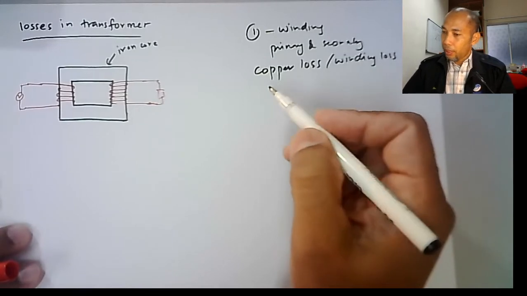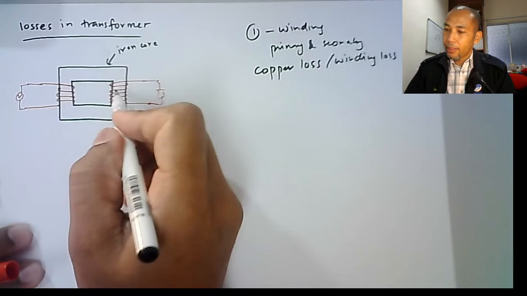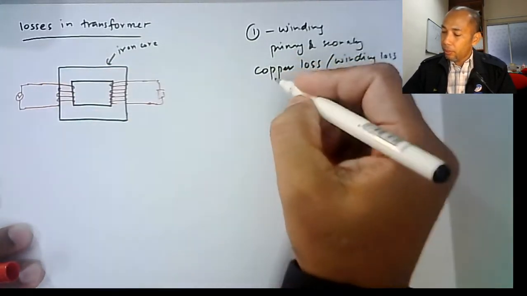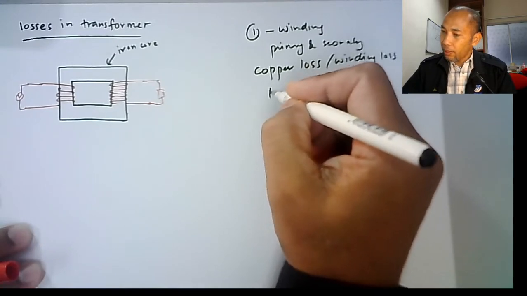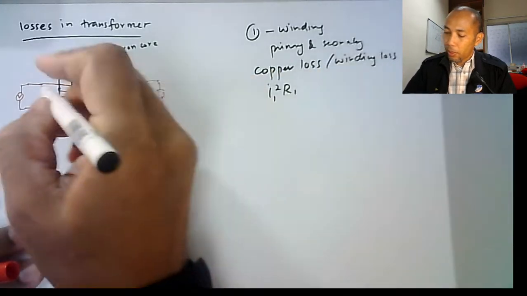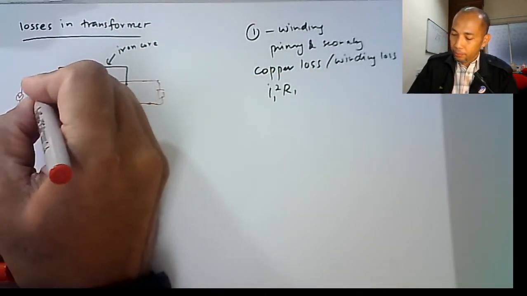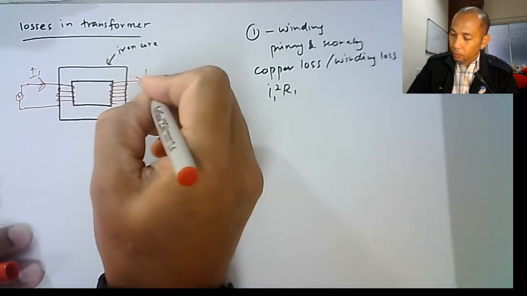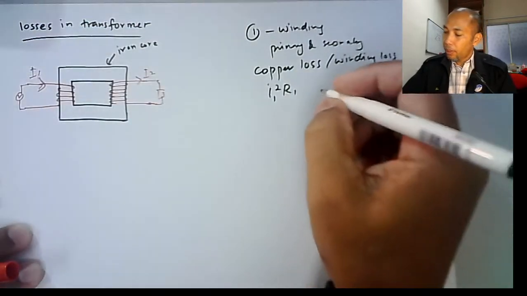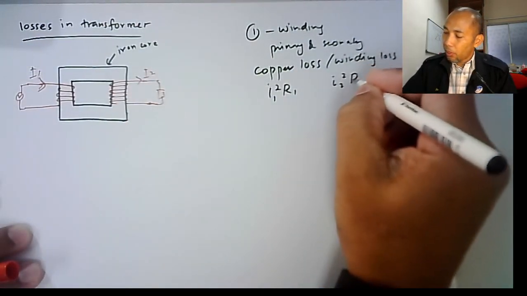The copper is carrying the current at the primary and secondary, so there will be resistance there. So for the primary we have I1 square R1, and for the secondary I2 square R2.